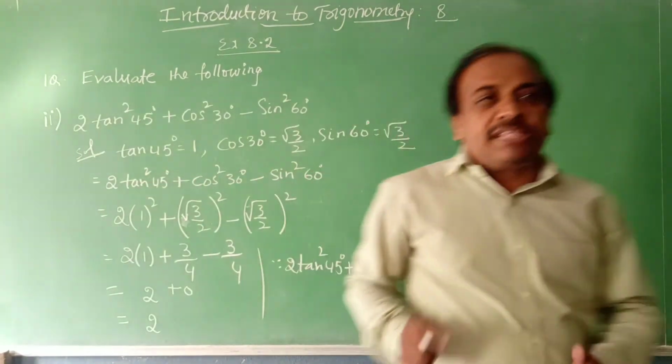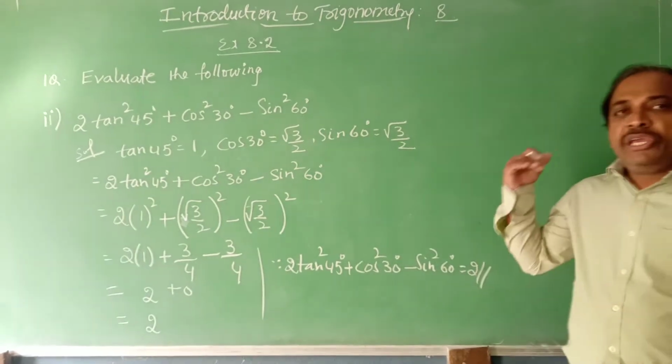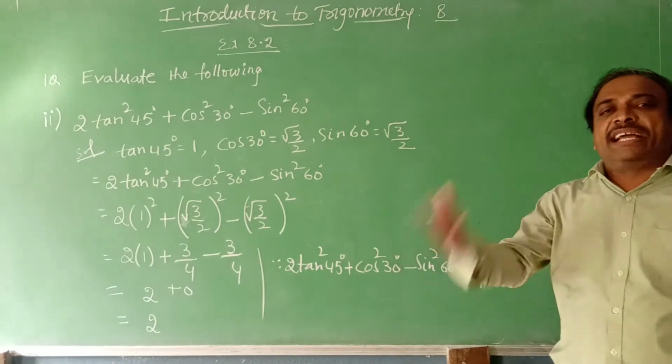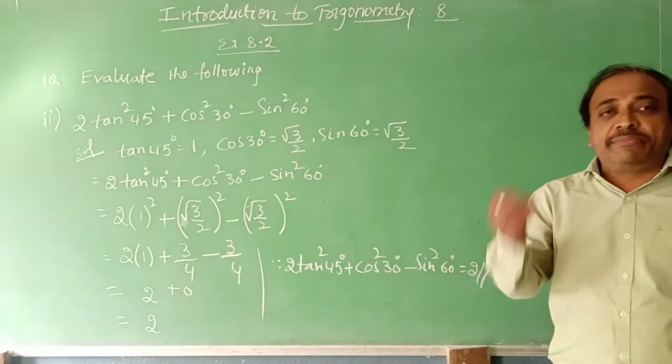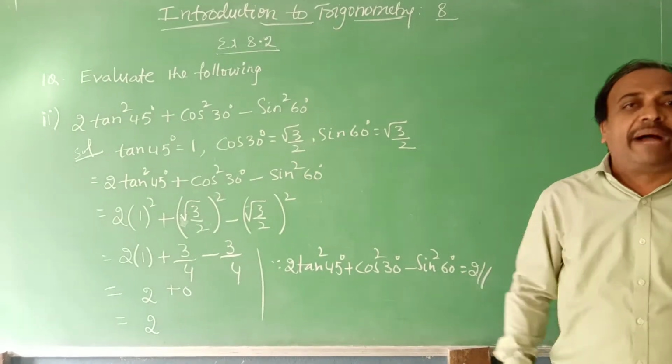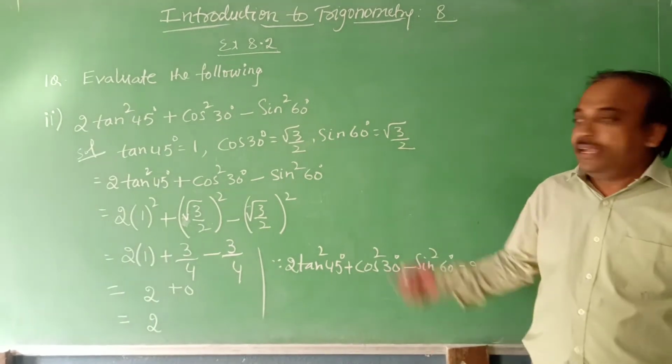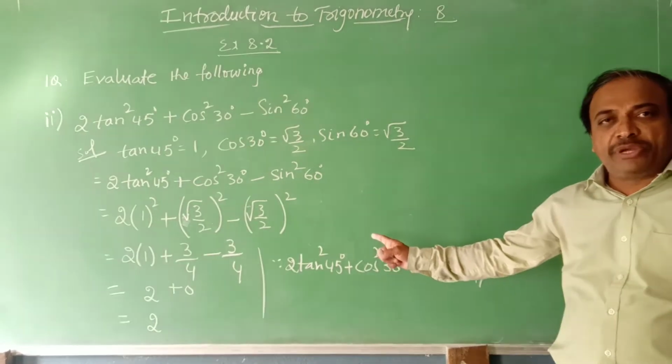For this purpose, in the previous session I told you, you must have an idea whenever the question comes: what is tan 30, what is tan 60, like this. When the question comes, the answer must be immediately in your mind. Then you can calculate very easily. Is it clear? I hope you understood.